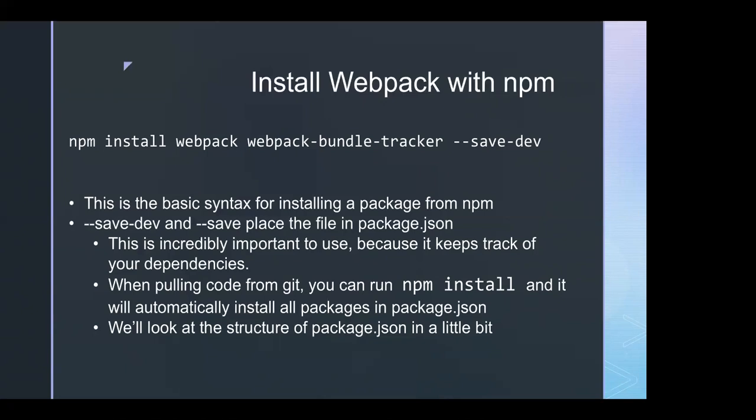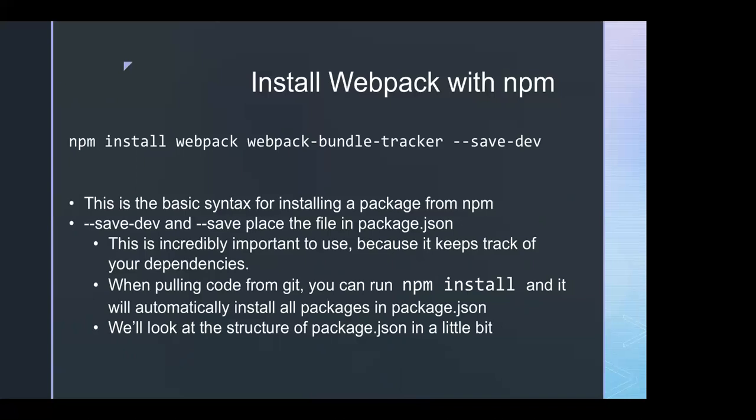So next we're going to install Webpack with npm. This is the basic syntax for installing a package with npm. The save-dev and save in package.json is incredibly useful and really nice. It saves it in the package.json, so if you're uploading this code to Git, somebody else can download it and just run npm install, and it'll automatically install all of the necessary libraries that are in the npm package.json. And we'll look at the structure in a little bit.